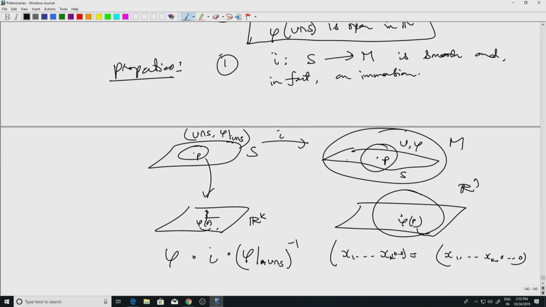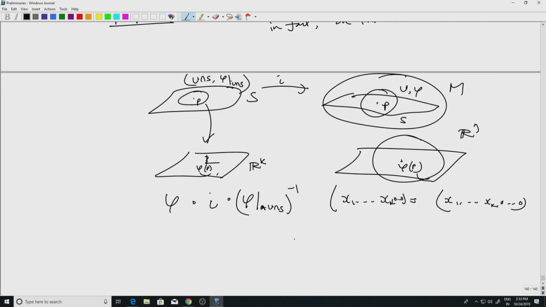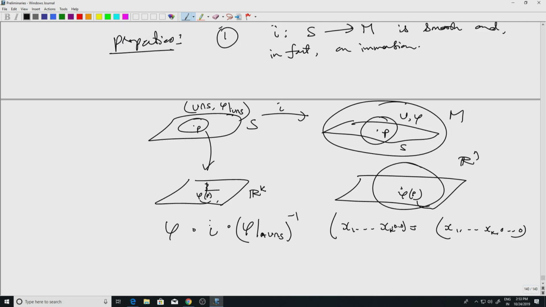And not only that, the fact that this is the identity map will immediately also imply that it's an immersion, because as I said earlier, the rank of the derivative of a map can be computed once we know what it looks like in local coordinates, because in local coordinates we'll be pre-composing and post-composing the map by some diffeomorphisms, namely the chart maps, and that doesn't change the rank. So in local coordinates it's just the identity from R^k to itself, therefore its rank is k.